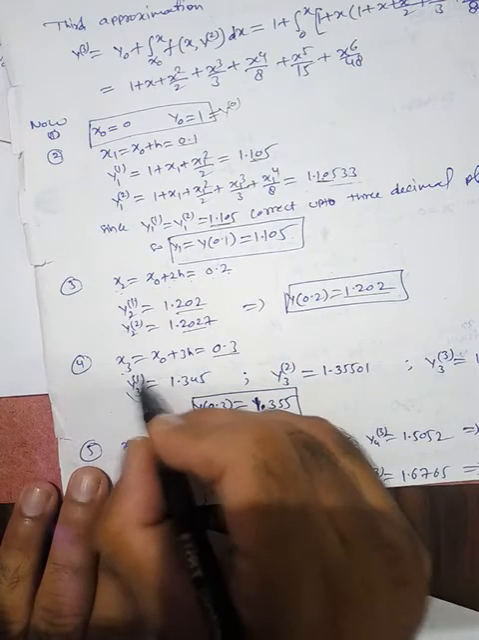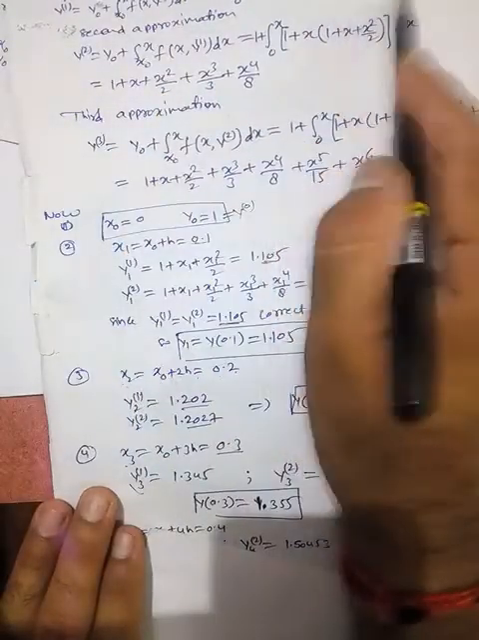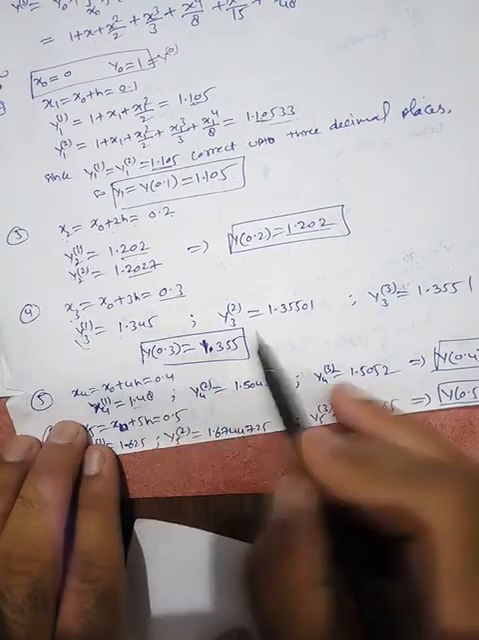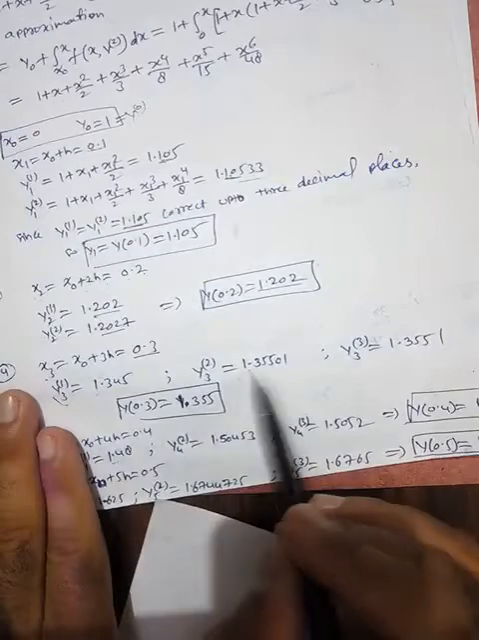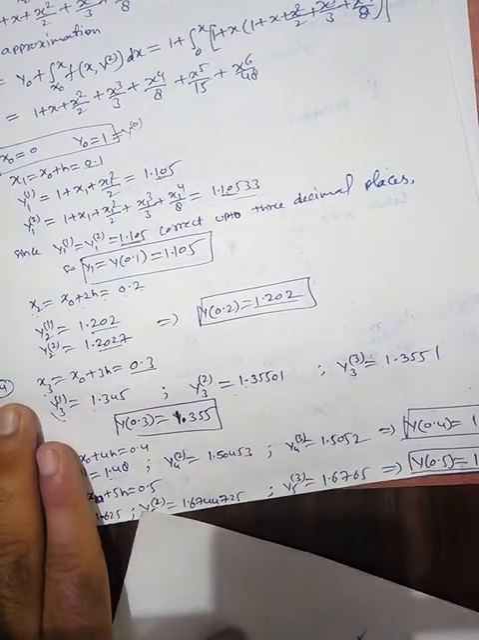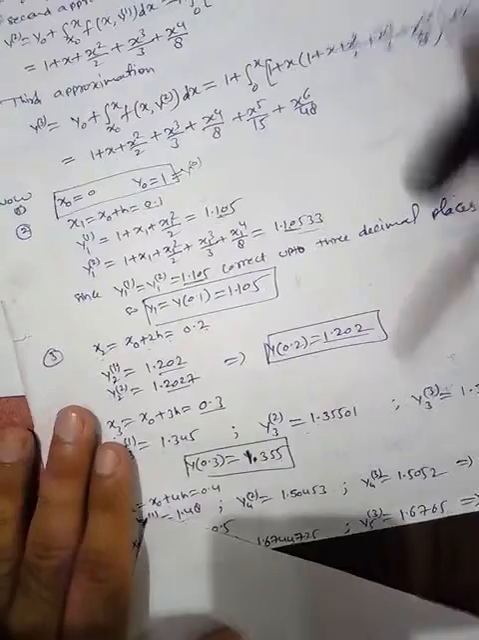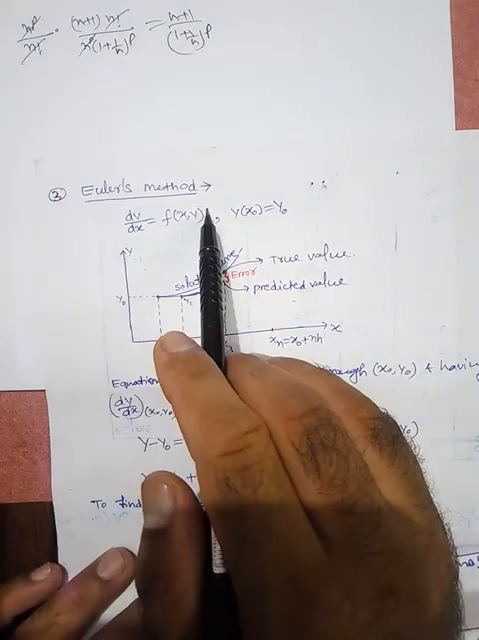So y3 first approximation, with the help of this equation, we get this value, 1.31. Similarly from the second approximation we get this result. From the third approximation we get this result. So likewise you can compute the results. Fine. So this is the procedure. Now in the next video tomorrow we will discuss Euler's method. Thank you.